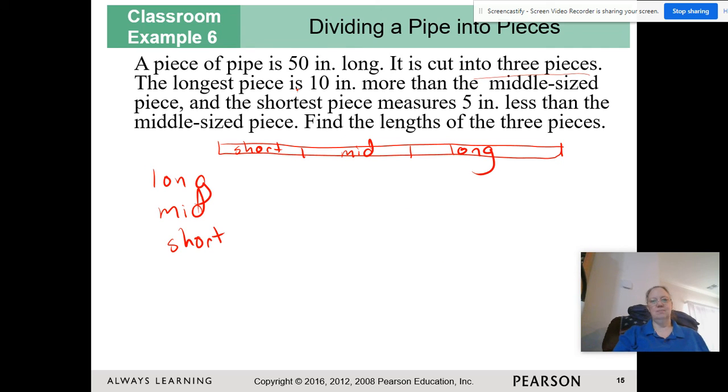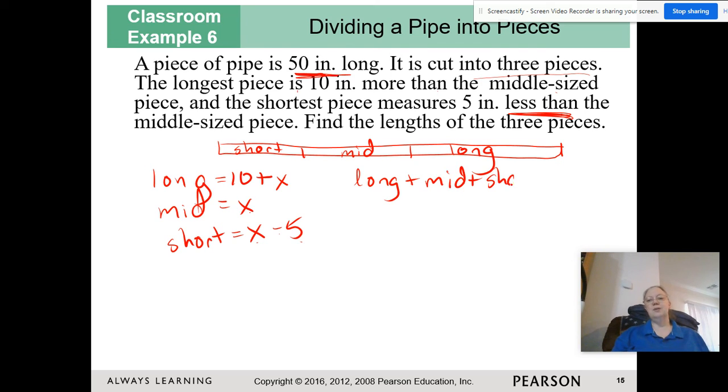We said the longest is described, and we said the shortest is. Well, the middle size is the one that was not described. So the longest is 10 more than the middle. 10 more than our middle, which we decided was x. And the short is 5 less than. Be careful with the less than. That means you have to switch the order. 5 less than our middle. And we've got a total of 50 inches long pipe. So our long piece plus our middle piece plus our short piece is going to give us 50 inches. Replace the long with 10 plus x, our middle with x, and our short with x minus 5.